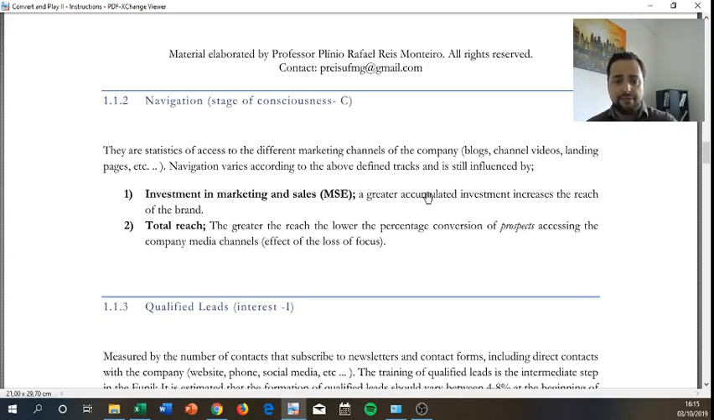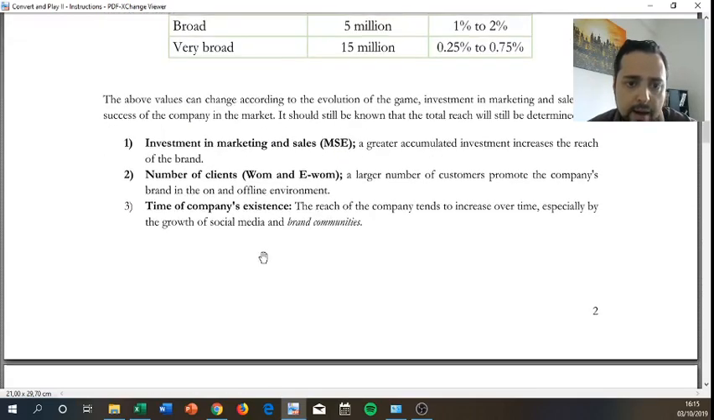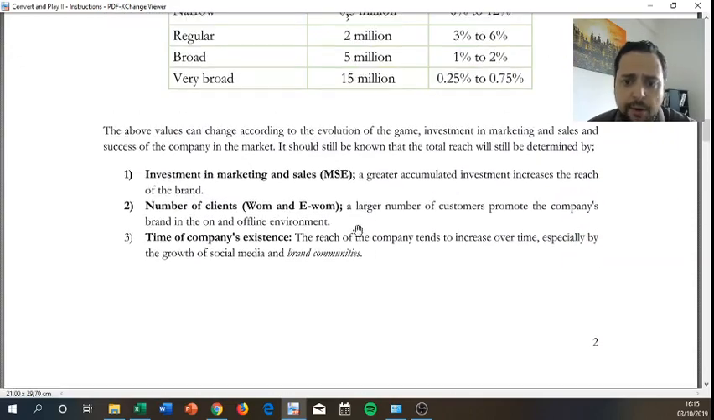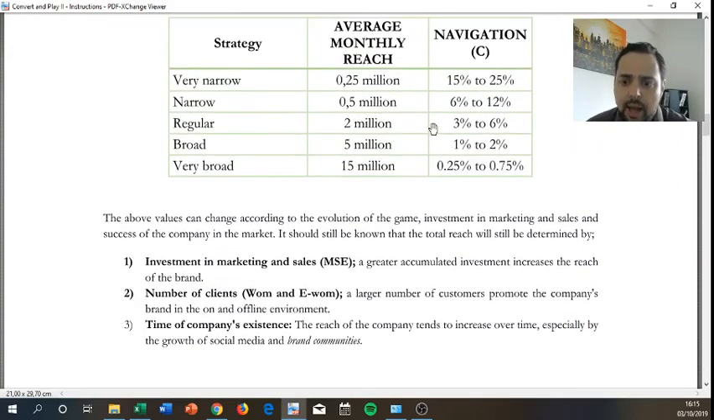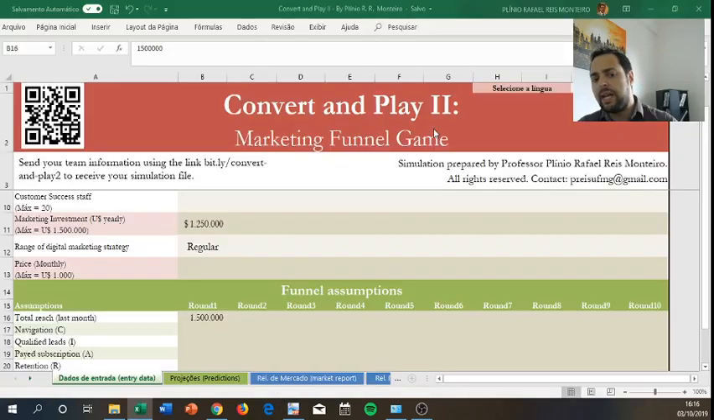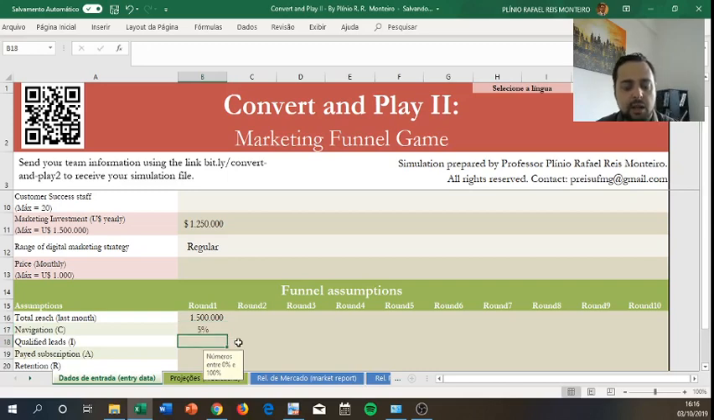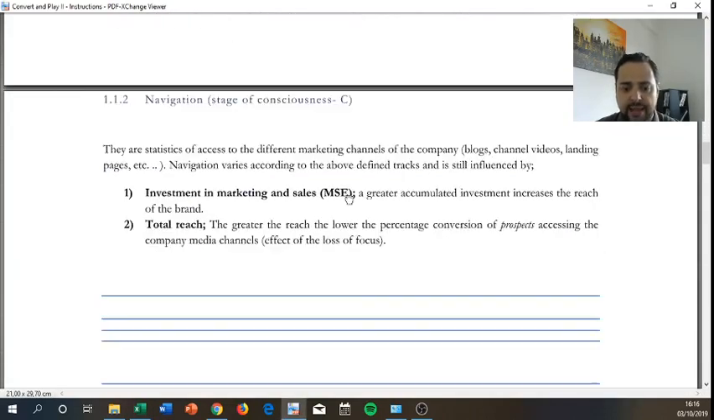And if you have a broader strategy, like a broad or very broad one, the navigation will also be reduced. So if I look here at the table for a regular strategy, I'm expecting to have between 3 to 6% of conversion to navigation. So let's see, I believe that only 5% of the customers will be converted to navigate on my websites. And let's move to the next stage.